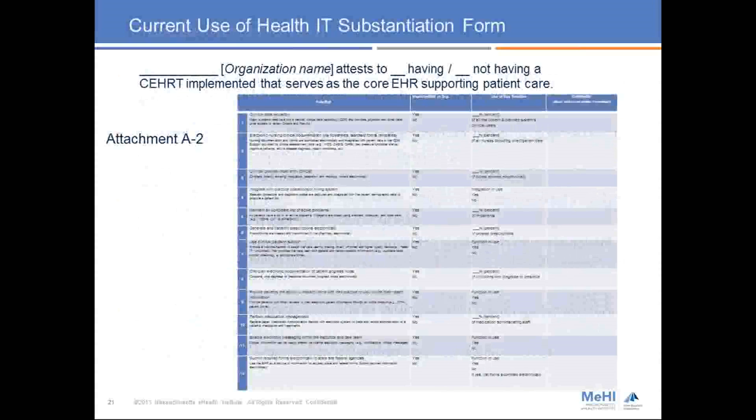If an applicant attests that it has implemented a certified EHR, it must then complete the chart in Attachment A2, as is illustrated on this slide, and attest to the level of health IT that is implemented in the organization and available to care providers.